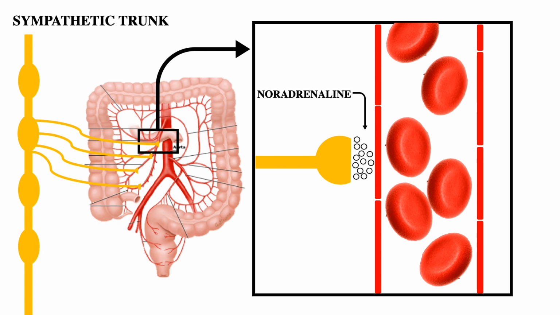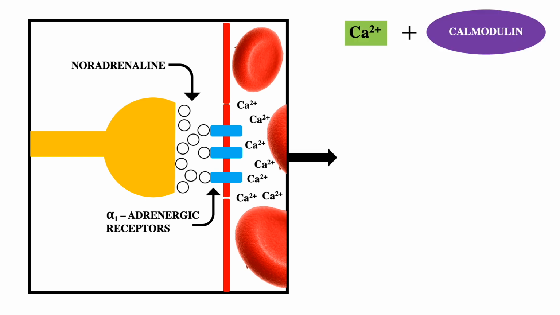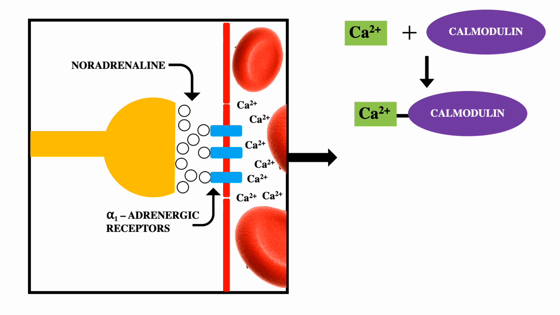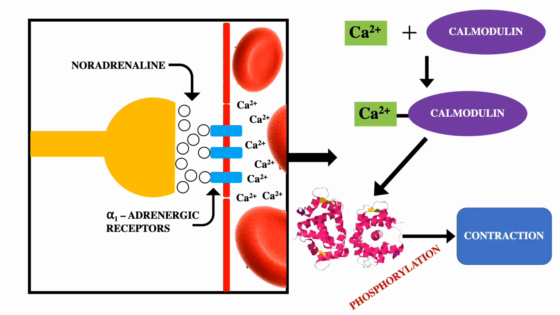Noradrenaline gets released, then interacts with alpha-1 adrenergic receptors, and this results in increased intracellular calcium. The calcium complexes with calmodulin, which activates myosin light chain kinase. Phosphorylation ensues to cause cross-bridge cycling or a contraction.